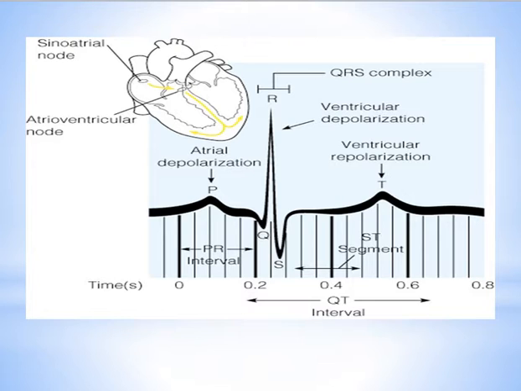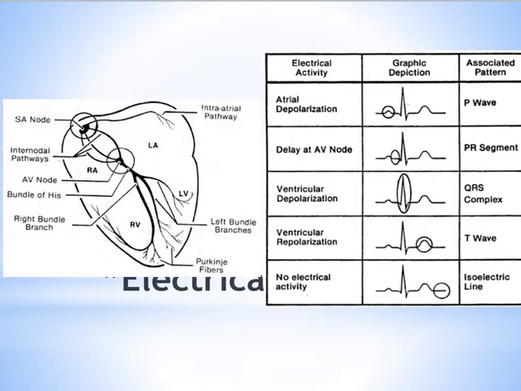And so if we look at the pathway of conduction and the EKG, we see this correlation. The P wave represents atrial depolarization, so the electrical conduction going through that right atrium. The PR segment represents impulses traveling through to the AV node.